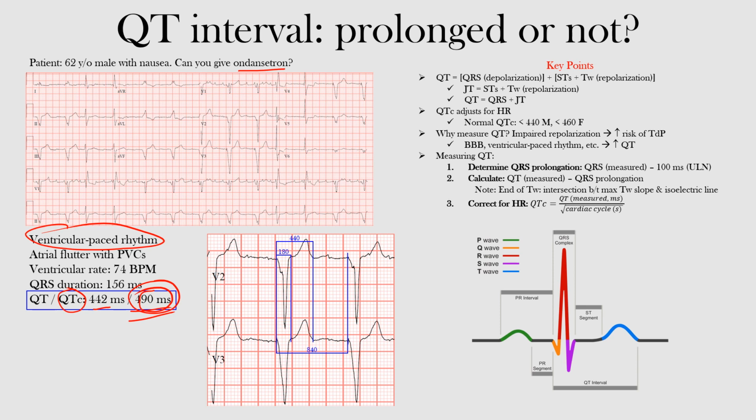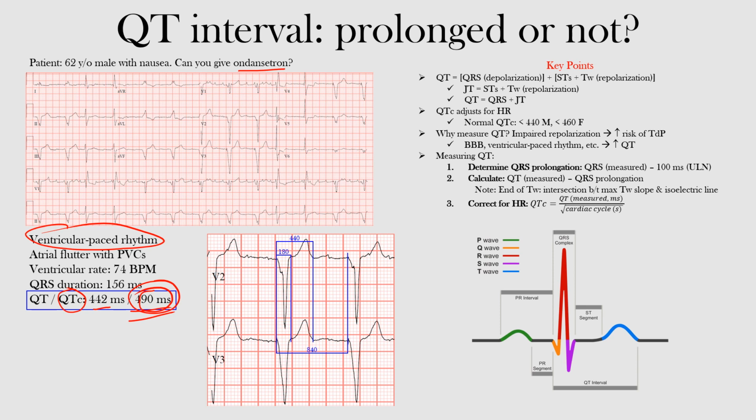And you may ask, why is that? That's a wonderful question, so we're going to look at that closer here. First off, we measure the QT interval because impaired repolarization sets up these patients at risk of developing a potentially life-threatening ventricular arrhythmia known as torsades de pointes, which is a form of polymorphic ventricular tachycardia.